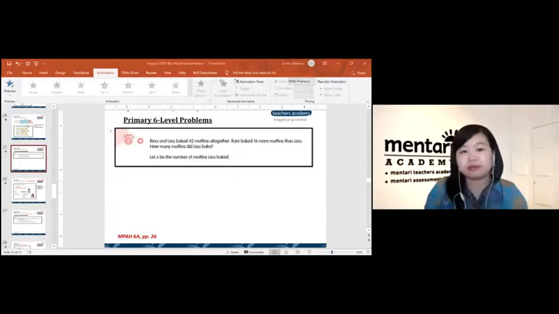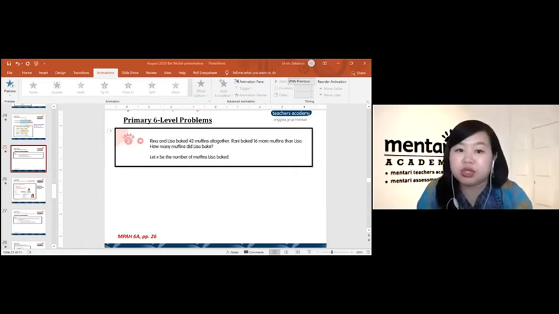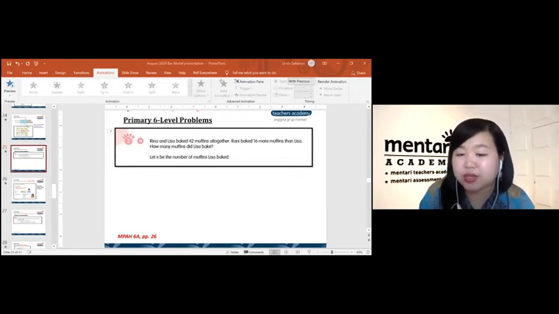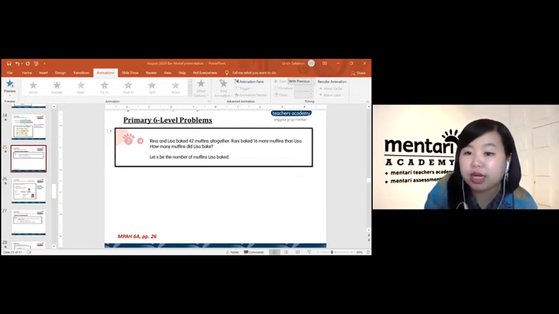All right. Let me show you this one. So this is equivalent to a primary 6 level problem. It says Rina and Lisa bake 42 muffins altogether. Rani bakes 16 more muffins than Lisa. How many muffins did Lisa bake?